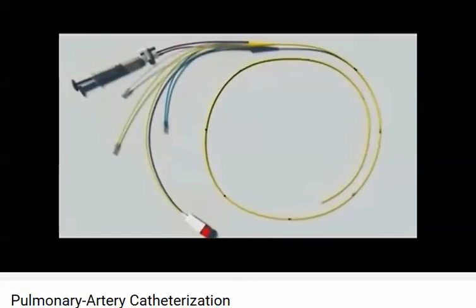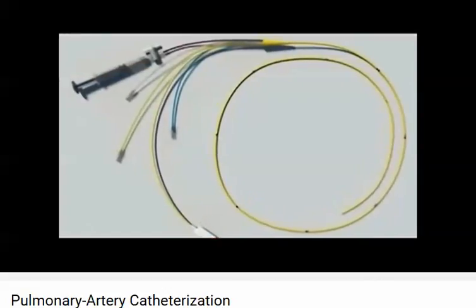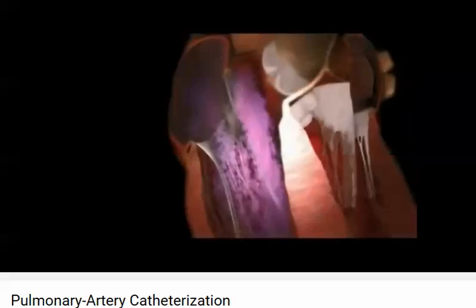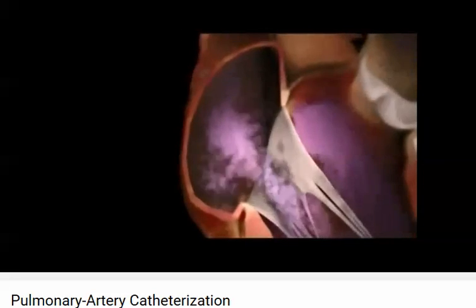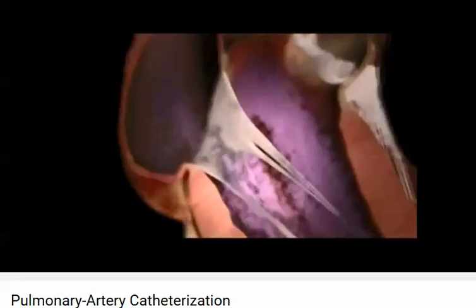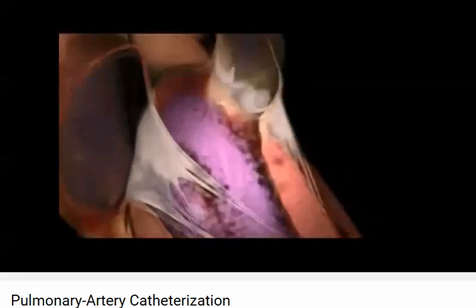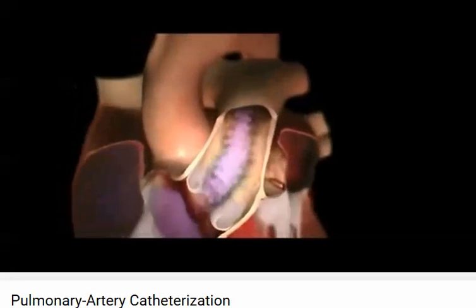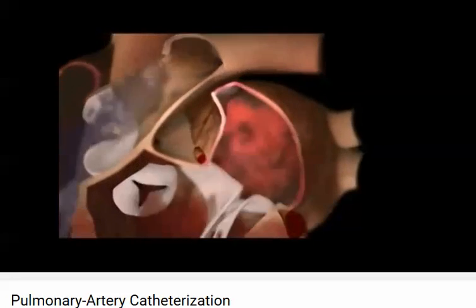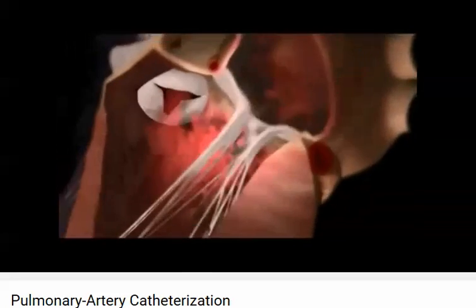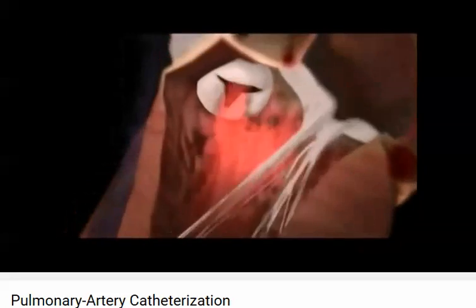The flow-directed, balloon-tipped pulmonary artery catheter, also known as the Swan-Ganz catheter, permits measurement of intracardiac filling pressures. The catheter is inserted directly into the right atrium, right ventricle, and the pulmonary artery. The catheter permits measurement of the wedge pressure in the pulmonary artery, which approximates the left atrial pressure. The catheter also permits determination of cardiac output using various techniques.